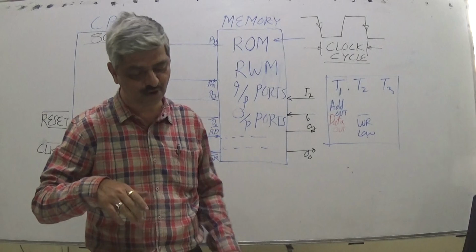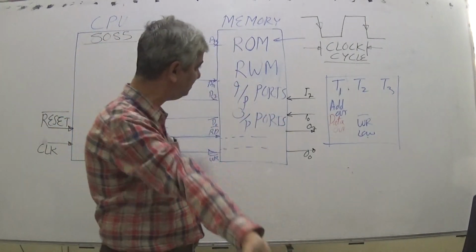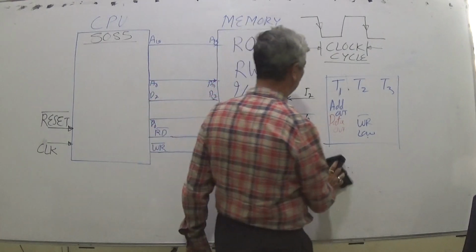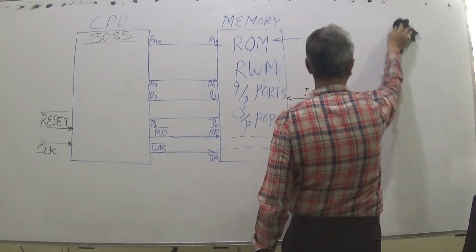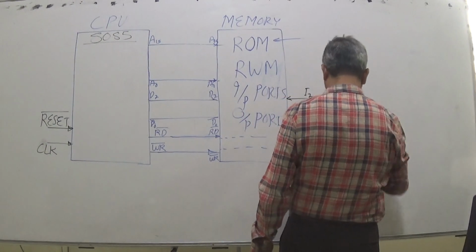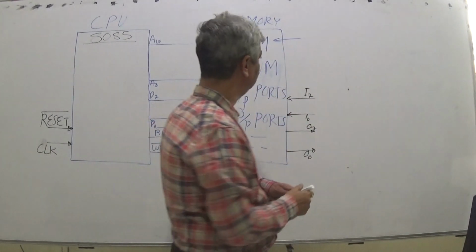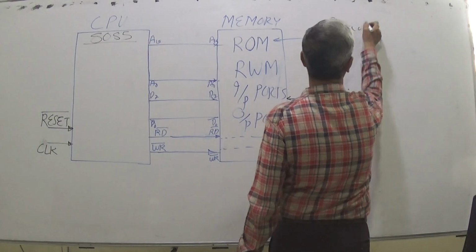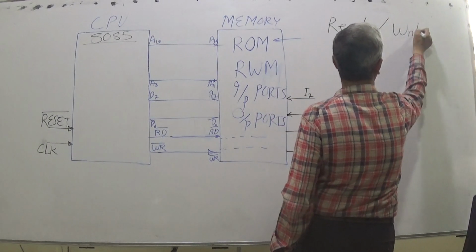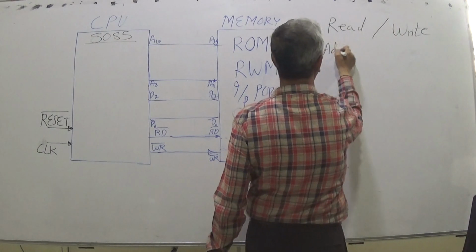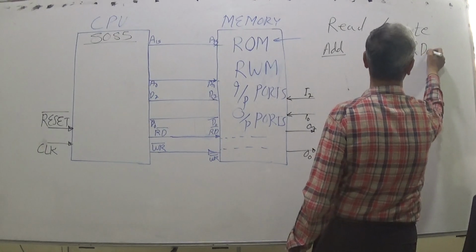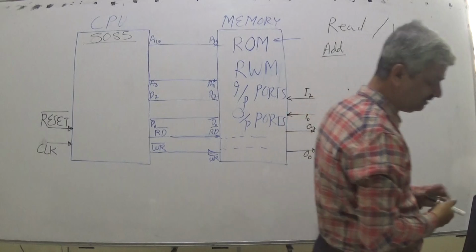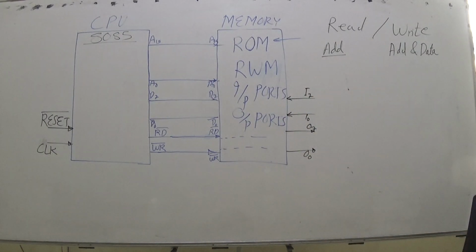So from the point of view of the external world, what the microprocessor can do is a read cycle or a write cycle. In case of a read cycle, only the address is required. In the write cycle, the address as well as the data is to be provided by the microprocessor. Then my address must come out from the microprocessor.